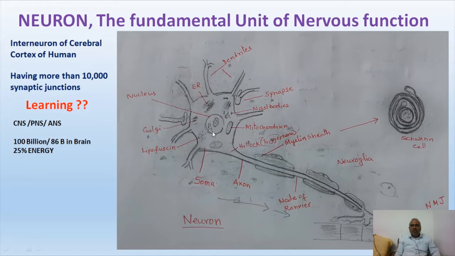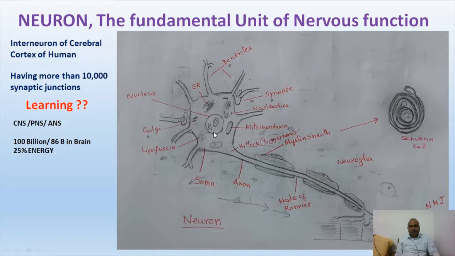Neurons are of two types on the basis of the axon and its wrapper structures. The axon may be surrounded by a myelin sheath. When a myelin sheath is present around the axon, such neurons are called myelinated neurons. In some neurons, there is no myelin sheath, so such neurons are called non-myelinated neurons.